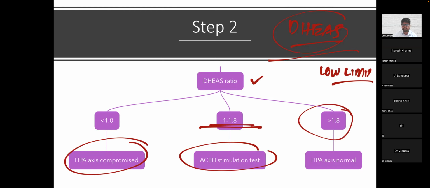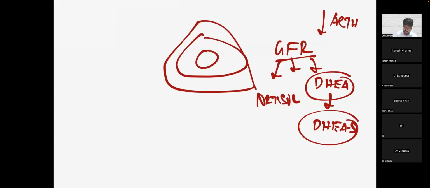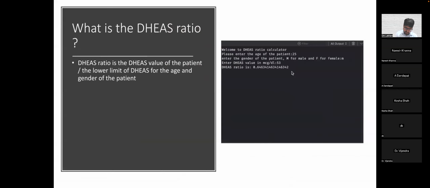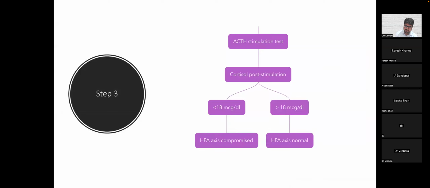So this is the second step for the diagnosis of adrenal insufficiency. And the third step is the ACTH stimulation test. You go through stepwise, and if you reach the situation where you're still not able to make a diagnosis, then you do an ACTH stimulation test. I'll tell you the protocol for that. If the post-stimulation cortisol value is less than 18, it is suggestive of compromised HPA axis. If it's more than 18, there is a normal HPA axis.